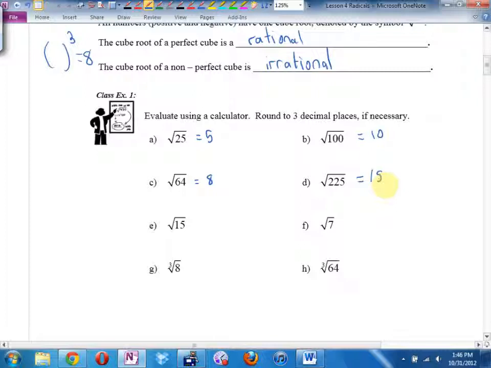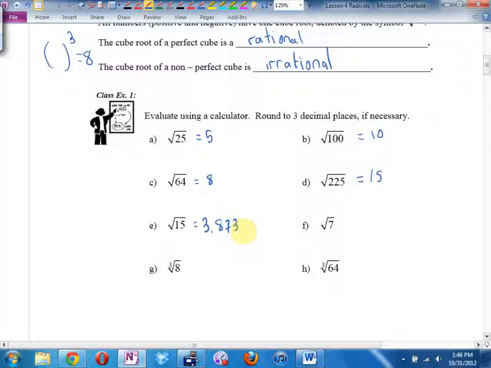Square root of 15, this won't work out evenly. It's going to be 3.8, 3.9. What is that one? 3 decimal places. 3 point what? 3.872. What comes after the 2? 9, so it's 3.873.